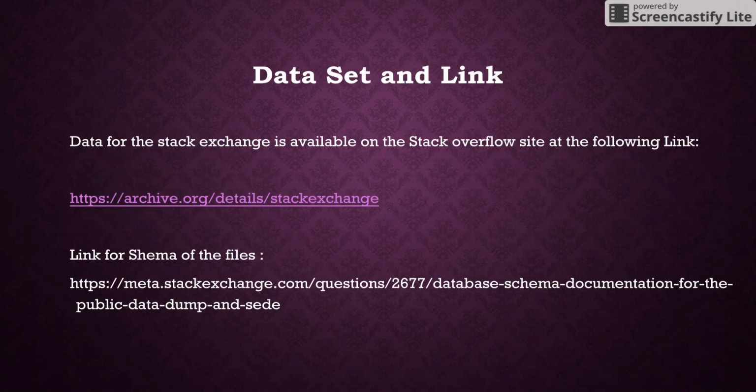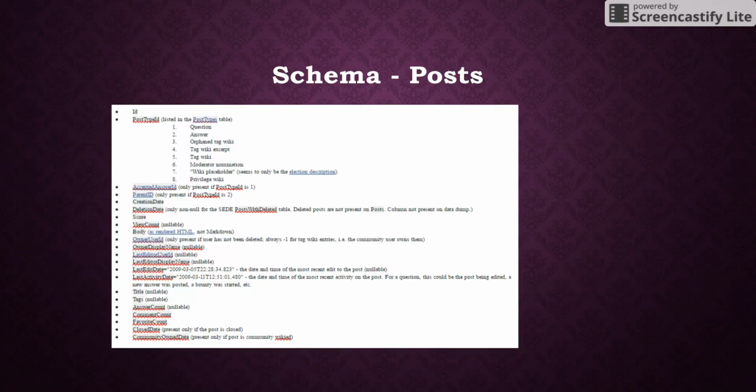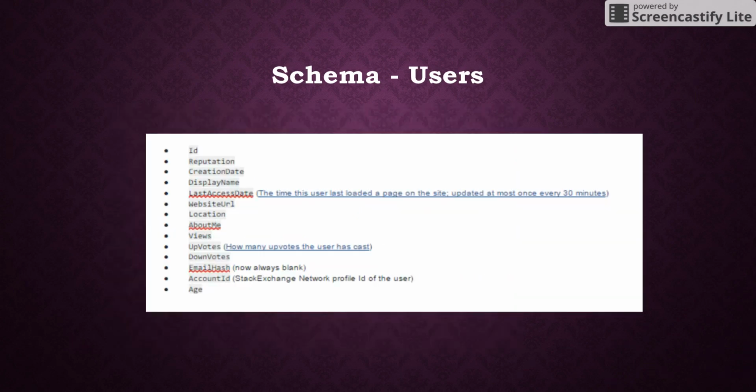The data set for this particular site is available at archive.org, and the schema of the files I will be explaining now. There are 7 different files. Post is the first one. When you're getting a post, it could be a question, answer, or any one of the 8 options that are listed on the screen. The post file is made up of all these variables, and one of the important variables is view count, which will give you the number of times a particular post is referred to.